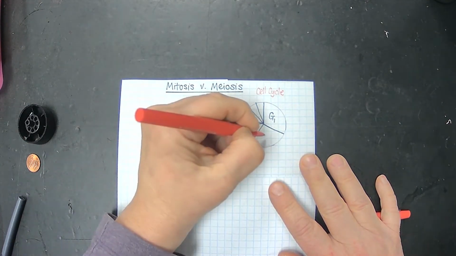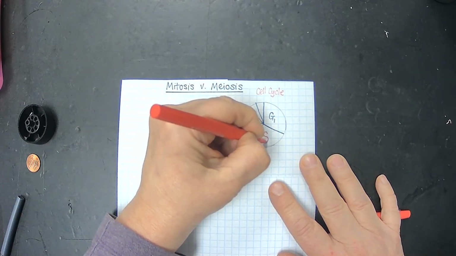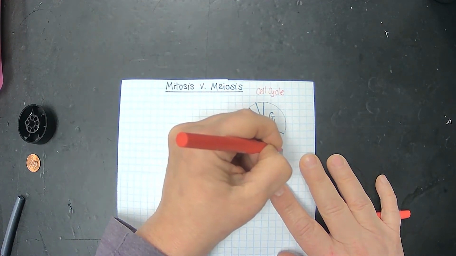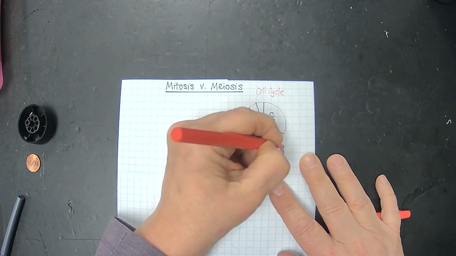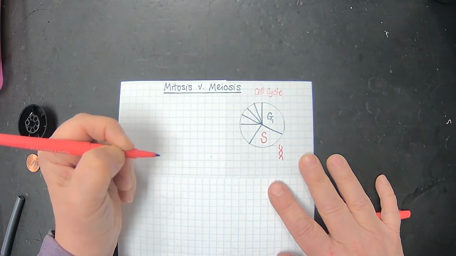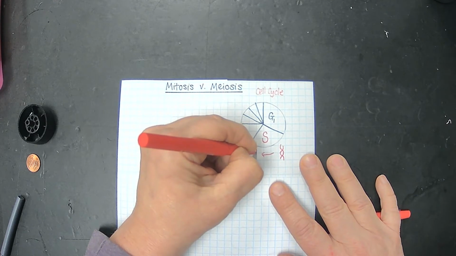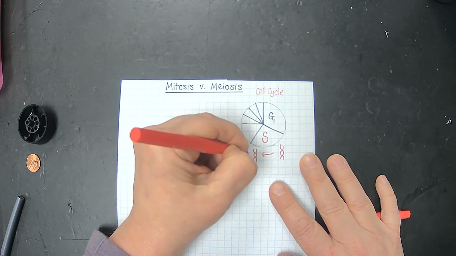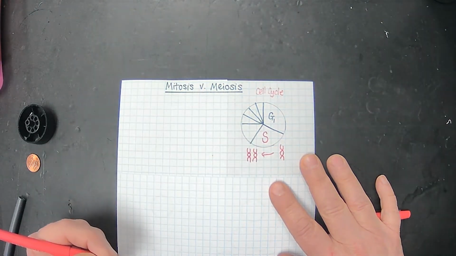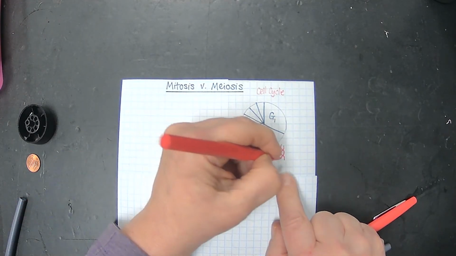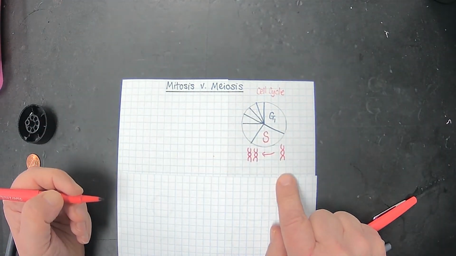And the S phase, when we're talking about the cell cycle, that's the big deal, because the S phase is where we start with DNA. And by the end of the S phase, we have done semi-conservative DNA replication, and we have doubled the amount of DNA. We've made two exact copies of the original DNA that we started off with.